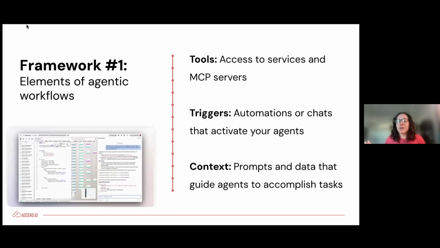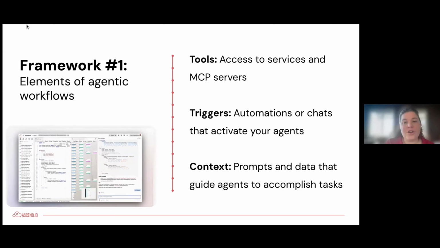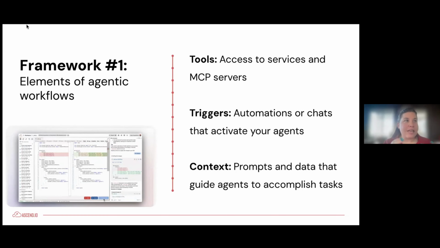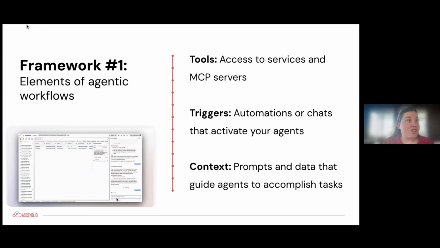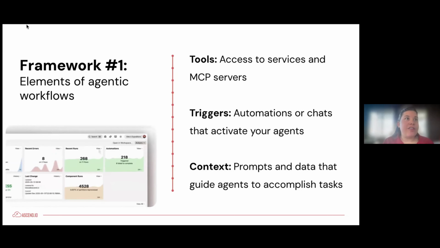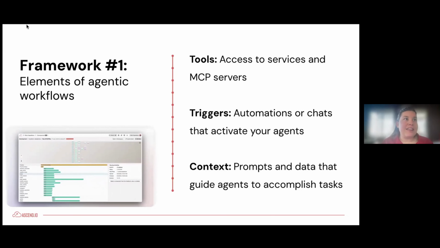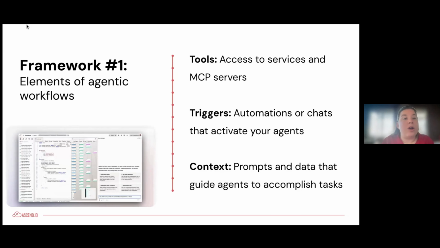And then the last thing we want to talk about is context. We're going to dive really deep here. And this is going to be prompts and data that guide agents to accomplish tasks. Right. So tools make sense. Agents need to be able to interact with things in order to accomplish tasks. Triggers are the things that initiate an agent. And then context is the thing that guides and propels that agent to actually give you the output that you are hoping to get from that agent.